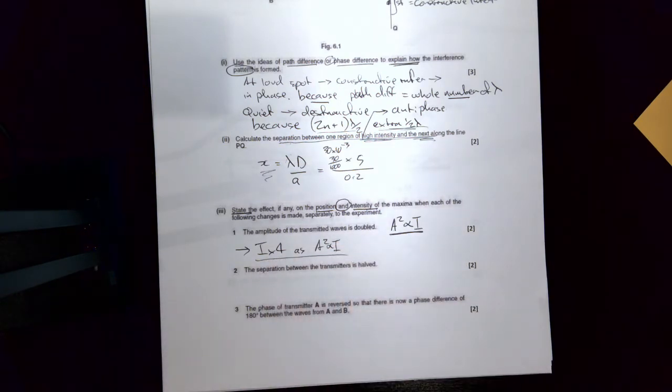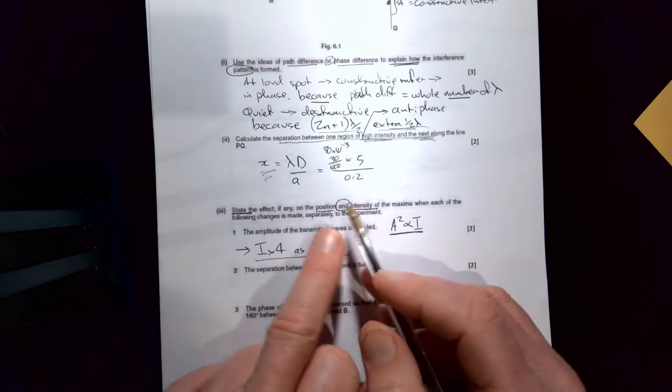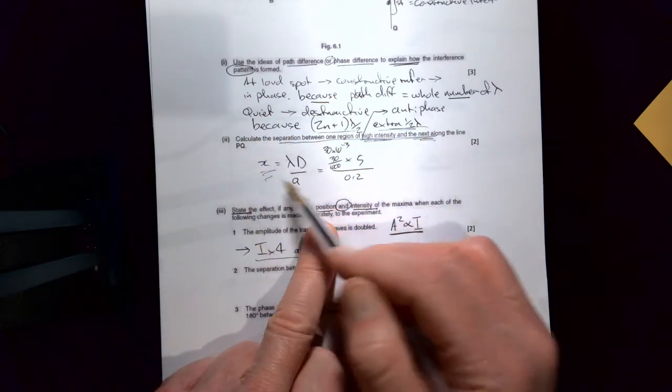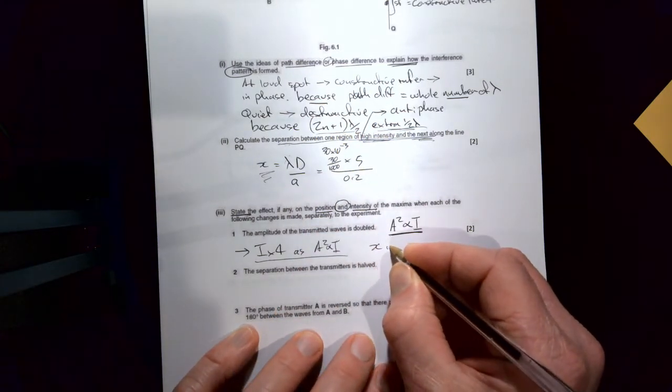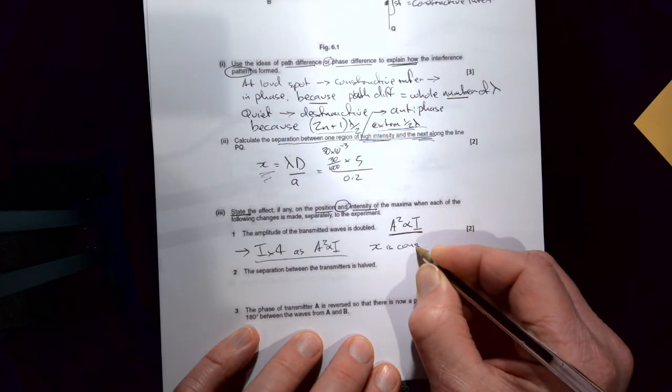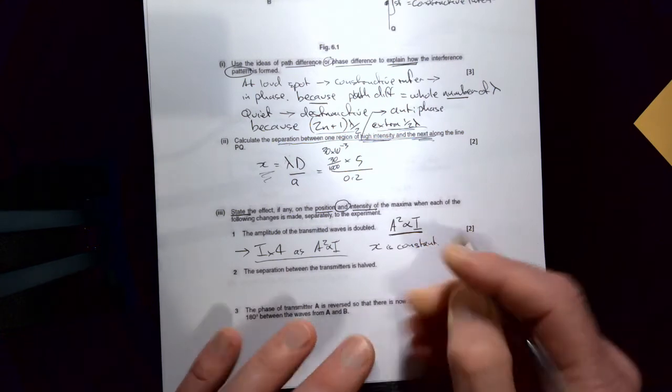That's your intensity. The position, well, none of those numbers have changed, so you can literally just say x is constant. The pattern itself doesn't change, it's just that it all gets brighter.